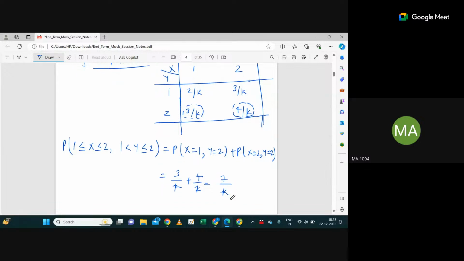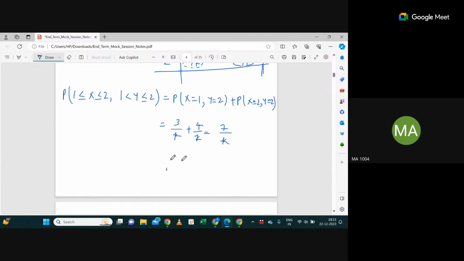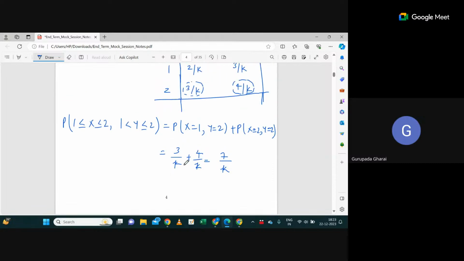Right? Now the main question, we have to find the value of k. We don't know the value of k, then how will you find it? Since this is the joint PMF, the sum of all the probabilities should be equal to 1, right?